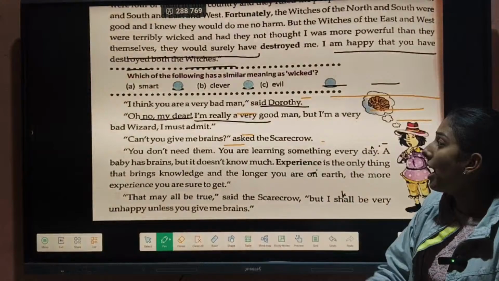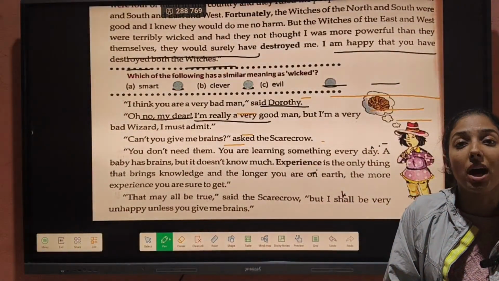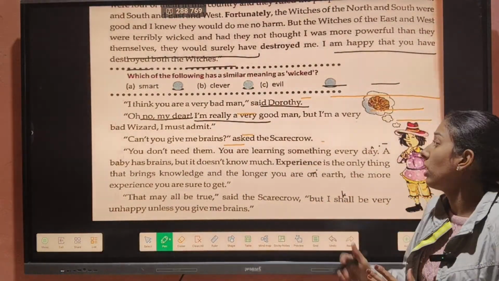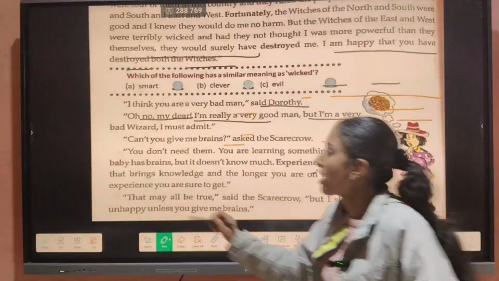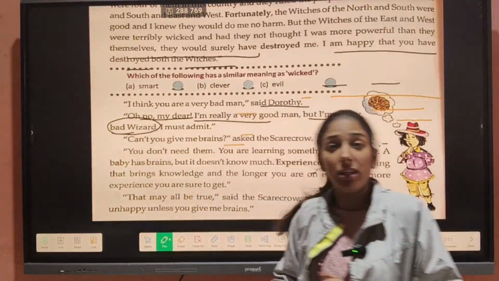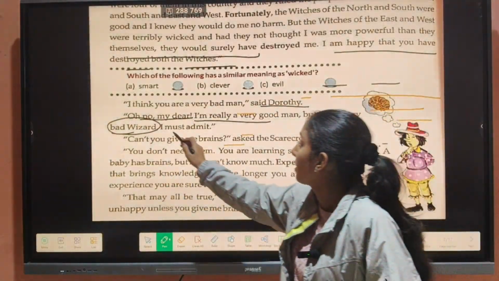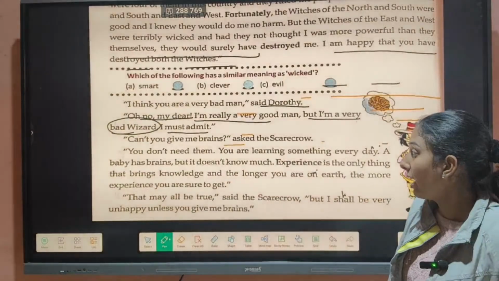"Oh no, my dear, I am really a very good man." Now the Oz is saying that no, I am a good man, but I am a very bad wizard. I am a good man, but I am a very bad wizard. I am not a wizard. I must admit it. Okay?